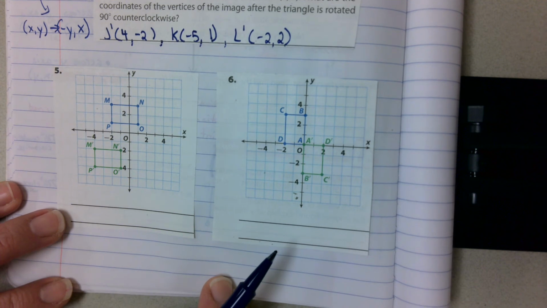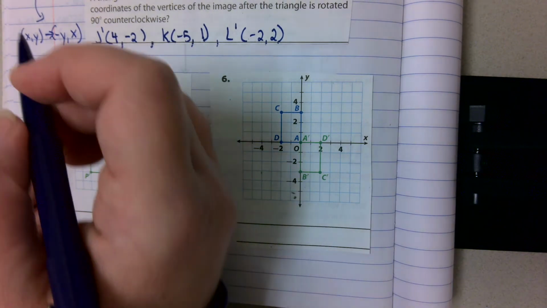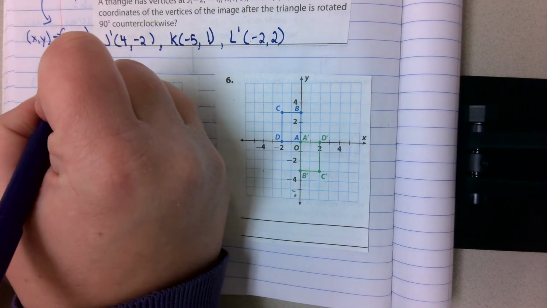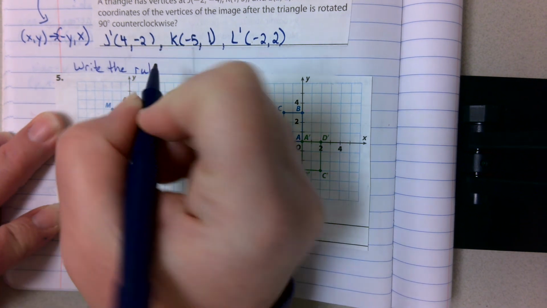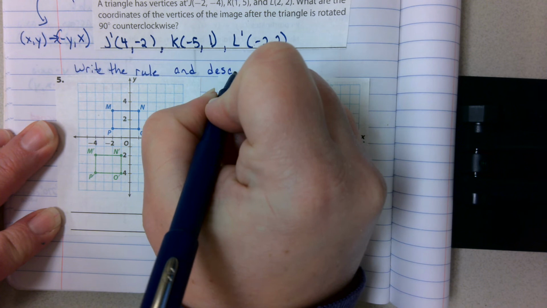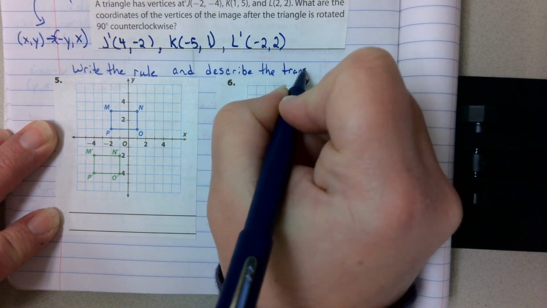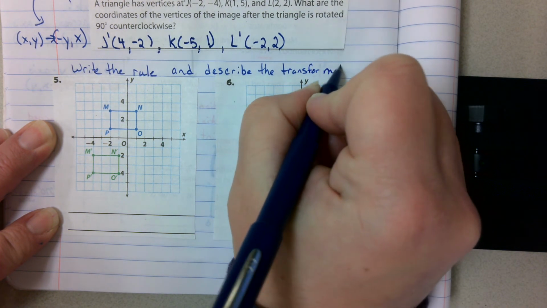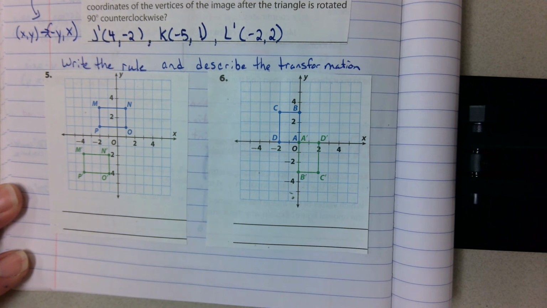All right. I want you to work on number 5. For 5 and 6, you're going to write a rule and describe the transformation. All right, so number 5, what's the rule? And then describe the transformation.